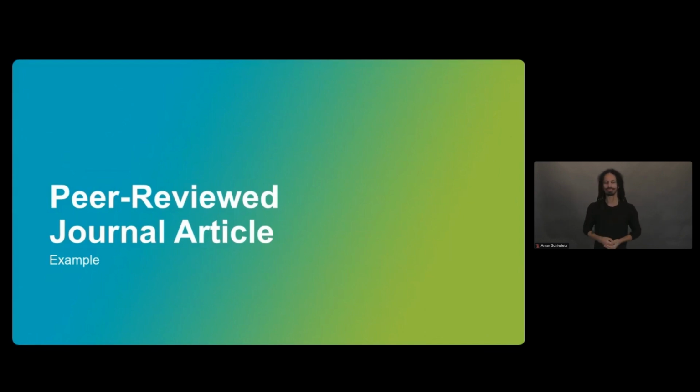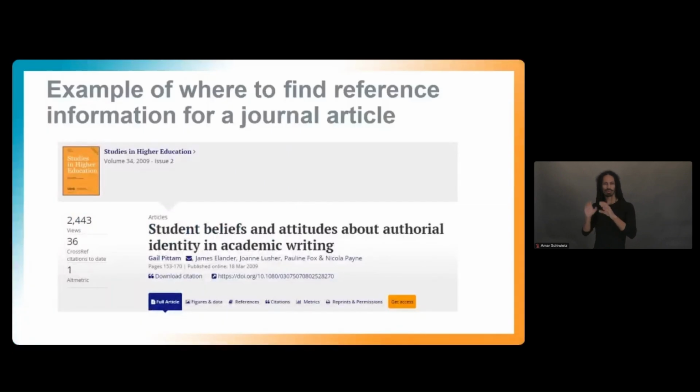So these articles are published in journals, and often these journals can be found in the library's online database by using the OneSearch tool. So let's look at an example of where to find reference information for a journal article. Again, we're going to follow the same question of what information we need to look for in this reference entry. So again, we're going to start off with the who.